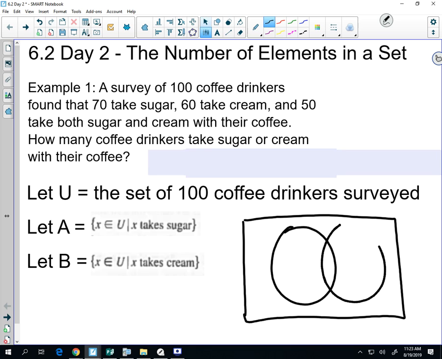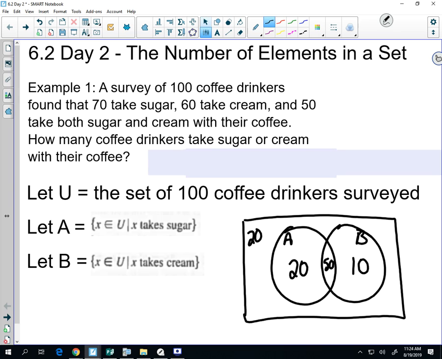I like to do it picture-wise, but then we can also talk about it equation-wise. So 50 take both sugar and cream, right? So this is A, this is B. 70 take sugar, but if 50 take both, that just means 20 is left out here. And 60 take cream, but 50 take both. So that would just be 10 out there, right? 50, 60, 70, 80. So what does that mean? Well, there's 20 out here that don't do sugar or cream. Do you agree with that statement?